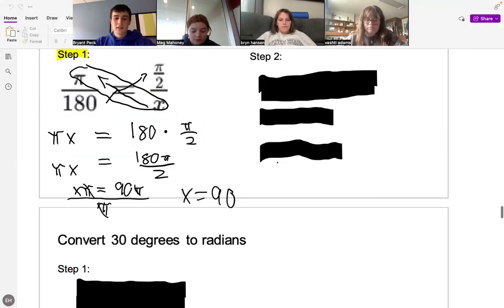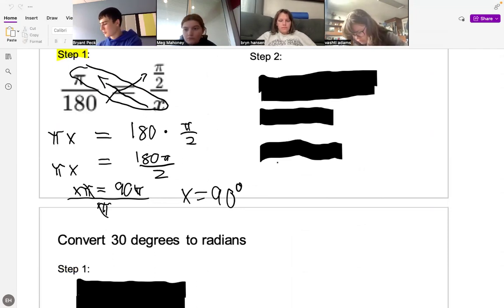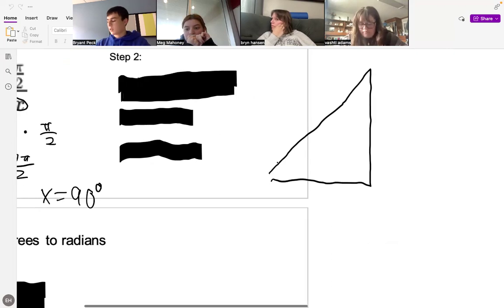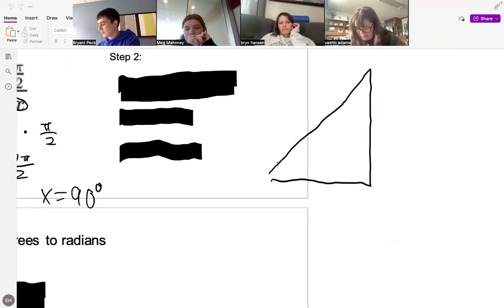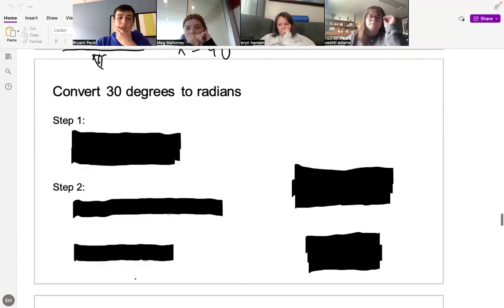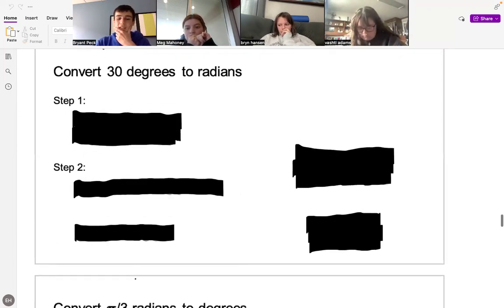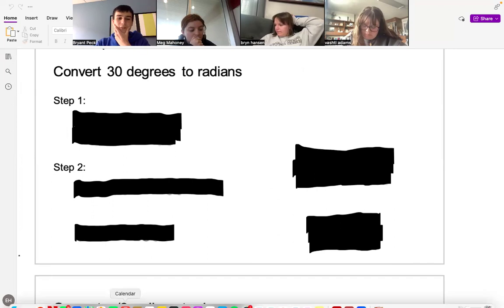And we can also, based on our triangles, if we ever have a right triangle, instead of writing this as 90 degrees, we can write pi over 2 in this angle, and it means the same thing. So if we're going to do this process again, does anyone have any idea on how to start that?